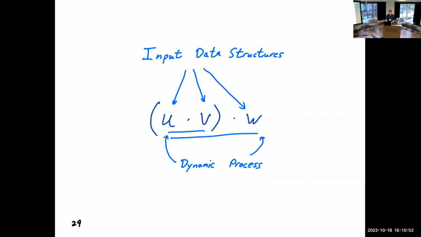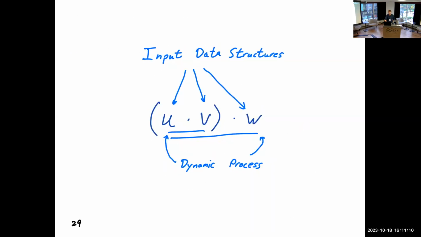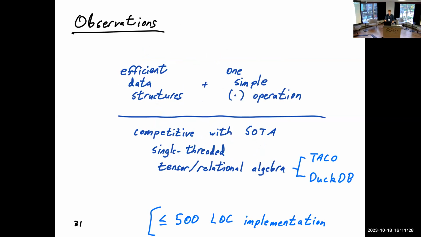And so I just want to call attention now to the fact that these stream state machines can represent not only input data structures like U, V, and W in this example, but also the sort of dynamic process that computes U times V over time. And in fact, the code generation process is very straightforward. It fits on one slide. The compiler in its current state produces a loop nest for any given hierarchical problem by recursing along the structure of the streams involved.